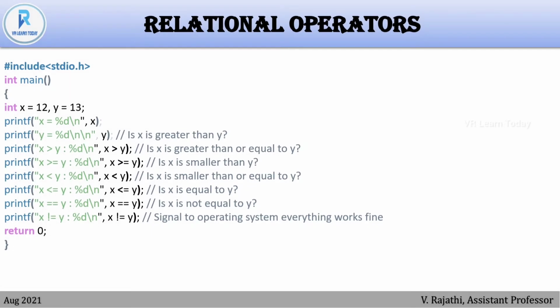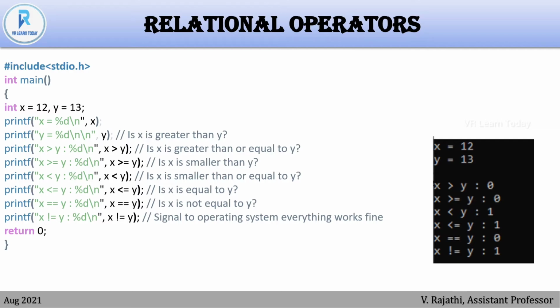And this is the example of relational operators. First we have to include the header file, and then a main function. After the main function, we declare variables with values, and first we print the x and y values. After that we use the relational operators, whether it's less than, equal to, or greater than or equal to. If the condition is true it will return 1, if it is false it will return 0.